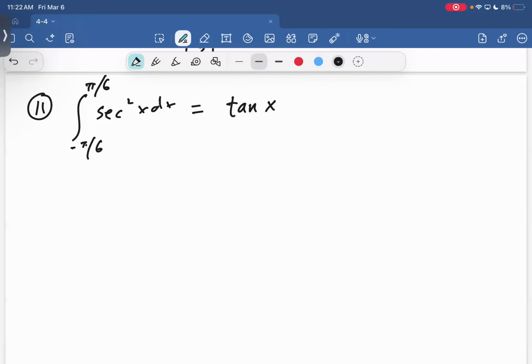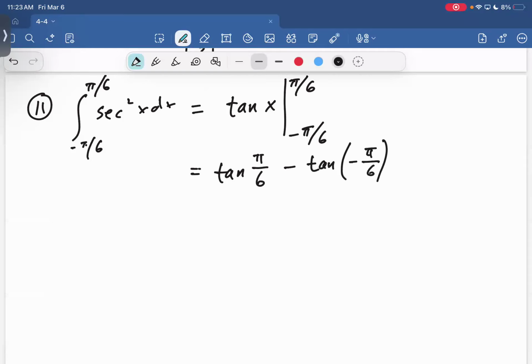So we found the antiderivative, which is tangent x, and now we want to plug in the upper and lower limits of integration. So we'll write our vertical bar, and then our upper limit is pi over 6, and our lower limit is negative pi over 6. Okay, so all we do is we plug in the upper limit, so tangent of pi over 6, and then we subtract it after plugging in the lower limit, which is tangent negative pi over 6. And then what is tangent pi over 6?